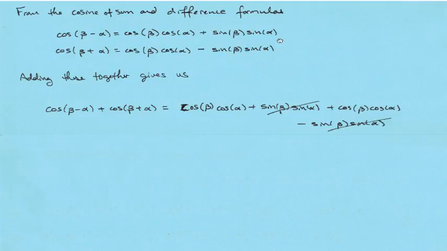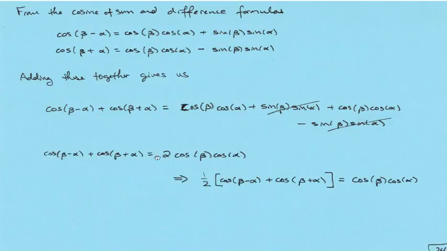And so if we take those two identities and add them together, then the sine of betas and sine of alphas will cancel out, leaving us with cosine of beta minus alpha plus cosine of beta plus alpha as being 2 times the cosine of beta cosine of alpha. If we divide both sides by 2, we obtain our first product to sum formula.